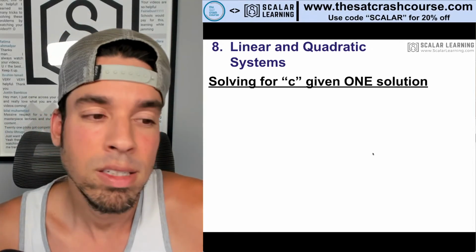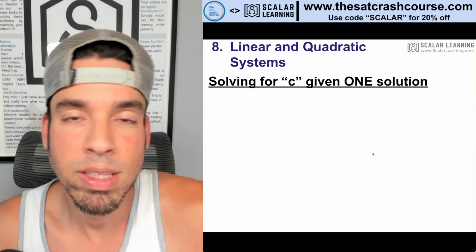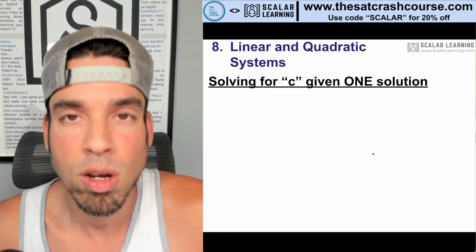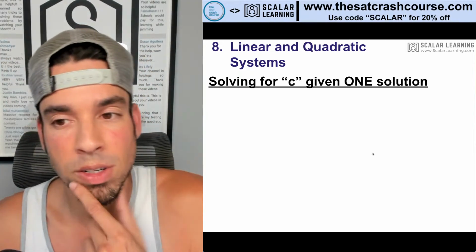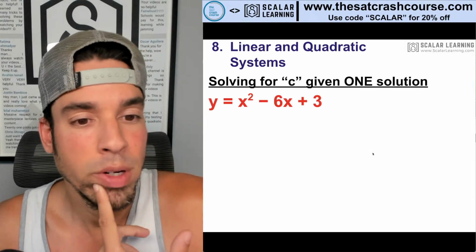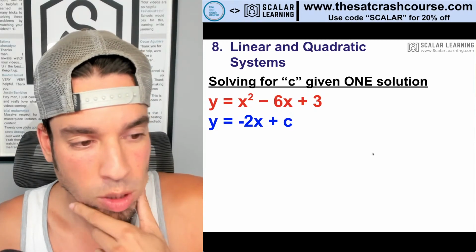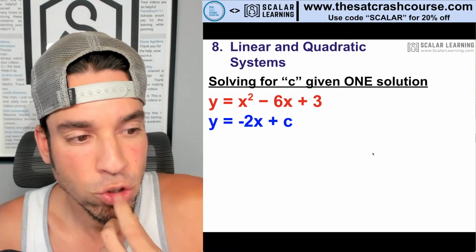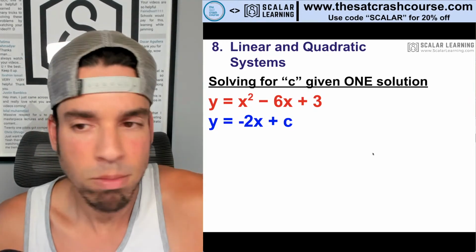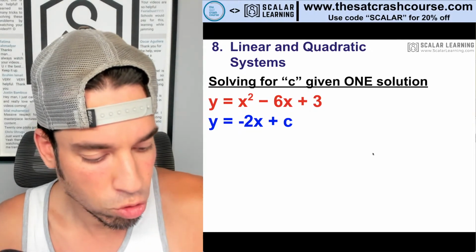Next, what if they say solve for C given that this system has one solution? Okay, very interesting. So first we're going to look at this algebraically. Here are my two equations, negative 2x plus C, and there's my quadratic. So again, solving it, we're going to set them equal to each other by substitution.